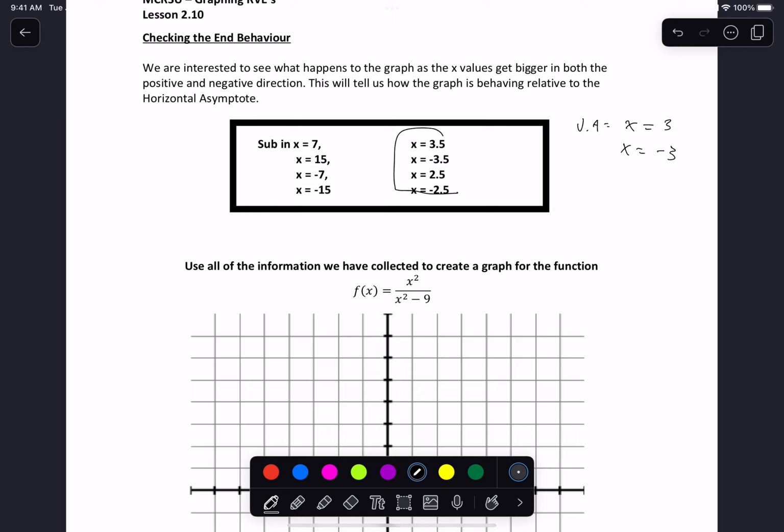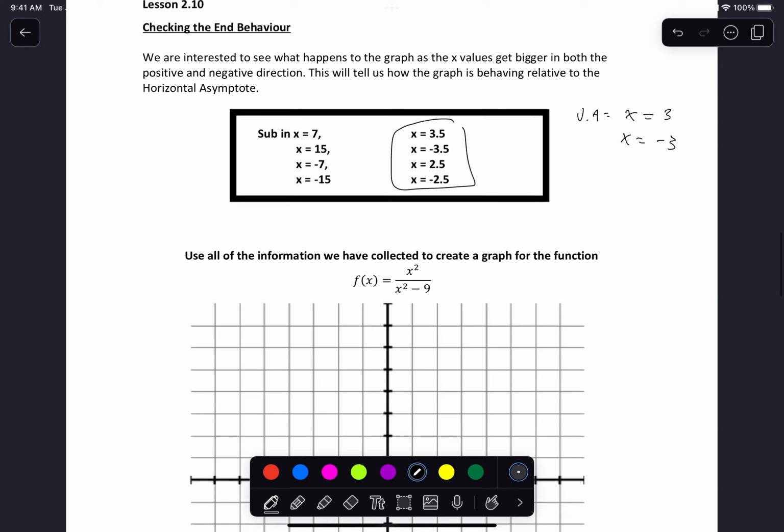So right here, I'm checking the graph on the right side of 3, which would be 3.5, and I'm checking it on the left side of 3, which would be 2.5. And you could pick anything. You could pick 2.9999, and you could pick 3.001. But you cannot input 3 because that's going to break the function, as we've seen. You're going to get a 0 in the denominator.